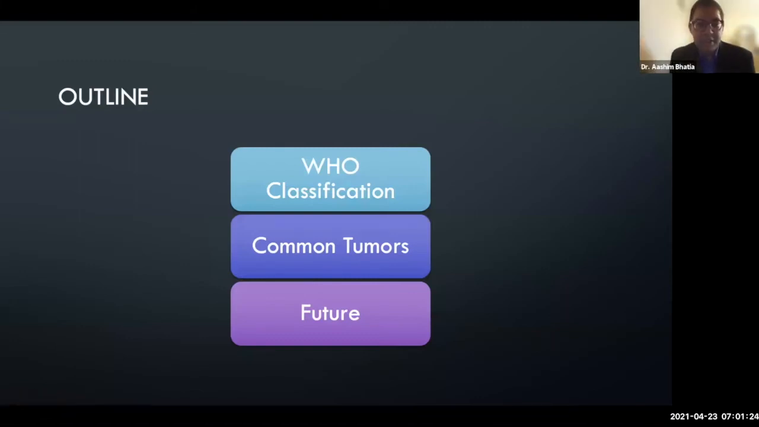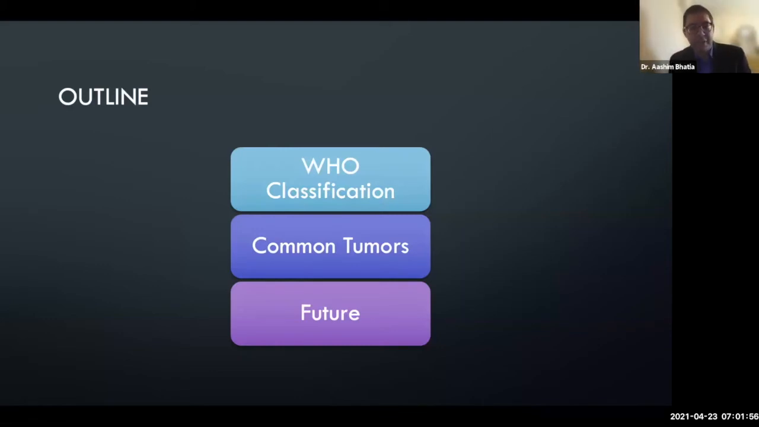So the outline: we'll discuss the World Health Organization classification and go over some of the common tumors. It's important to understand the classification because when you enter a tumor board and want to discuss cases with your clinical colleagues in neuro-oncology, much of the treatment planning and prognosis comes from that exact classification or description of the tumor.